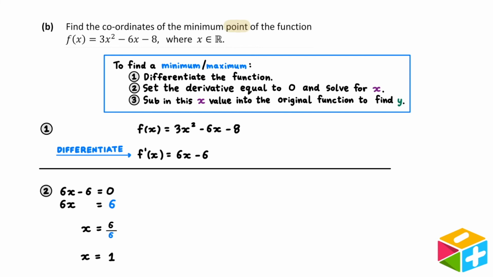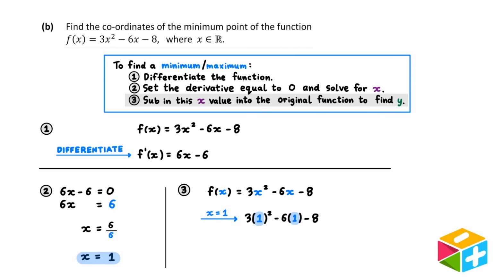We were asked to find the minimum point of the function. A point has both an x and a y coordinate. We found the x, but we don't yet know the y. To find it, we must sub in our x value into the original function. The original function was f of x is equal to 3x squared minus 6x minus 8. We'll need to sub in x equal to 1 into this function.